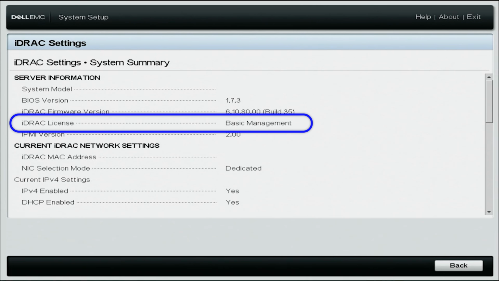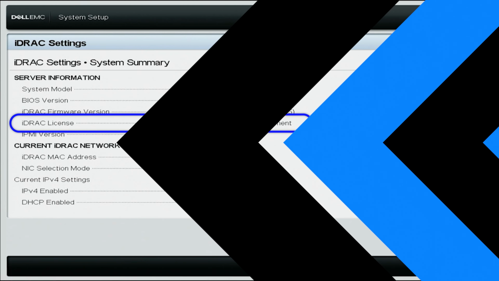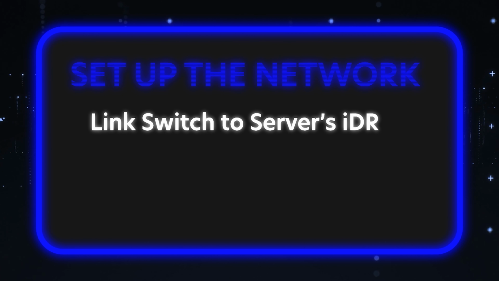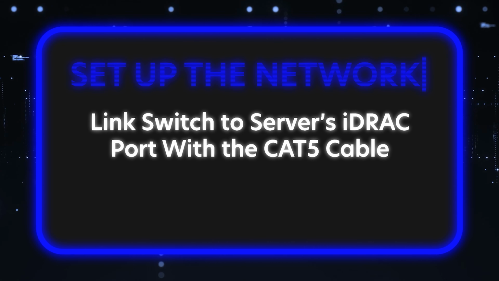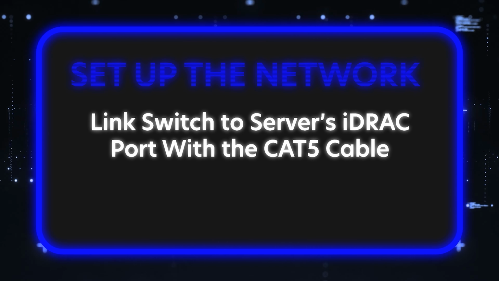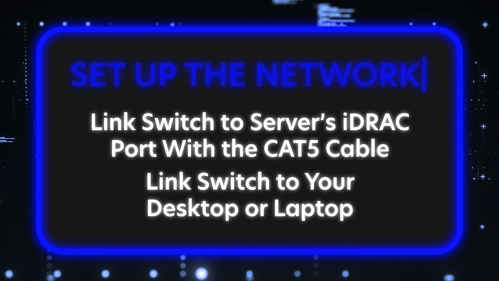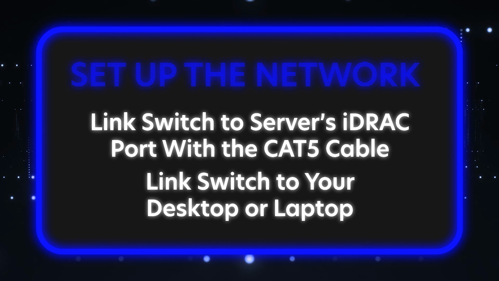So now we're going to need to set up the network before we do the upgrade. So we'll set up our switch and run the Cat5 cable from the switch to the server's iDRAC port. Note that this is not the network port, this is the iDRAC port. Then we need a second cable to run from the switch to our laptop or desktop.